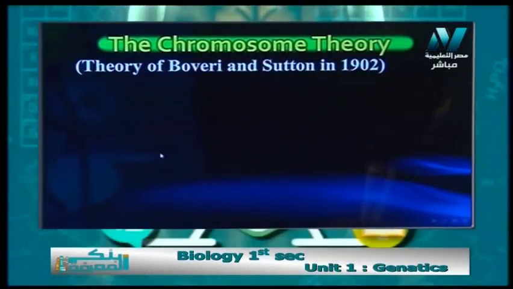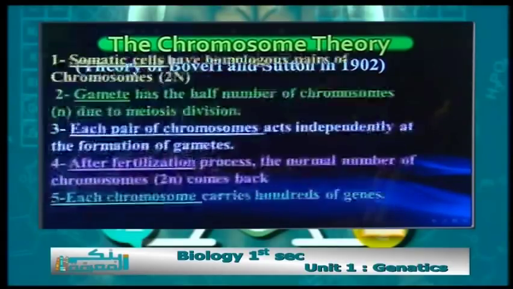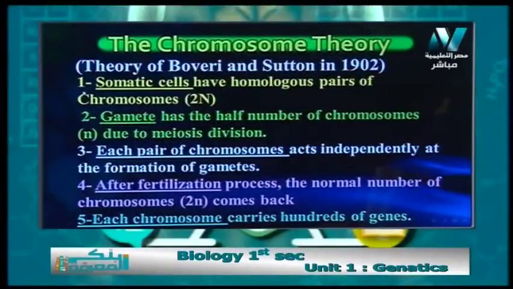Chromosomal theory, made by Boveri and Sutton. Somatic cells have homologous pairs of chromosomes, 2N, the complete number. Gametes have half the number of chromosomes, N, due to meiosis division. Each pair of chromosomes acts independently at the formation of gametes. After the fertilization process, the normal number of chromosomes, 2N, comes back. Each chromosome carries hundreds of genes.